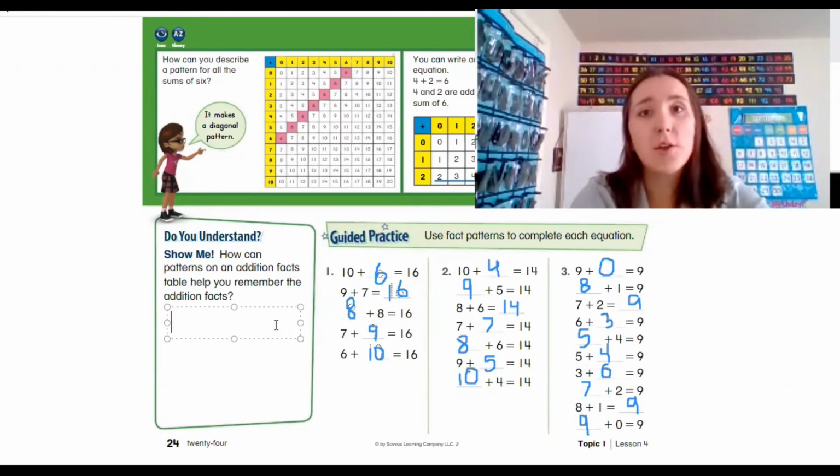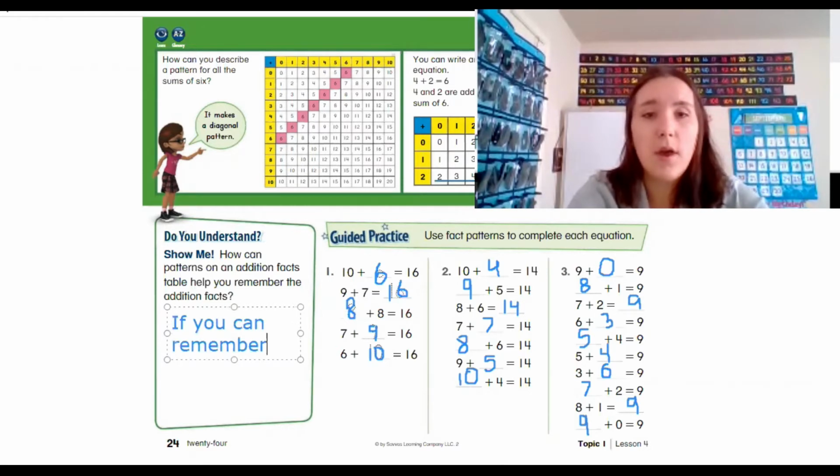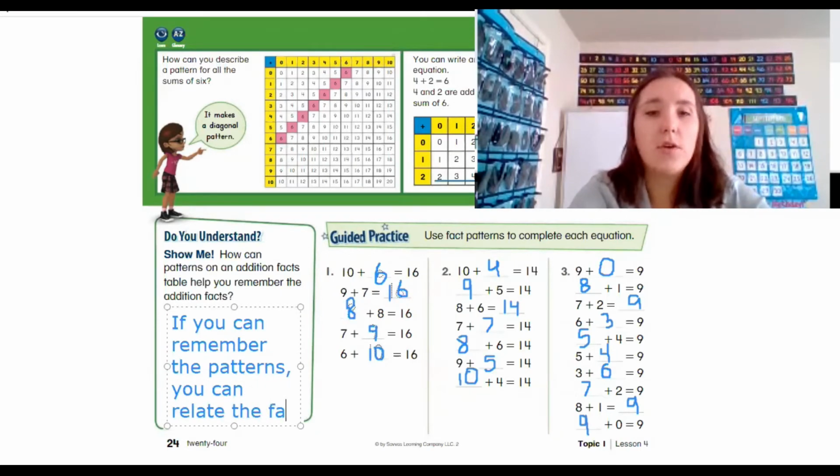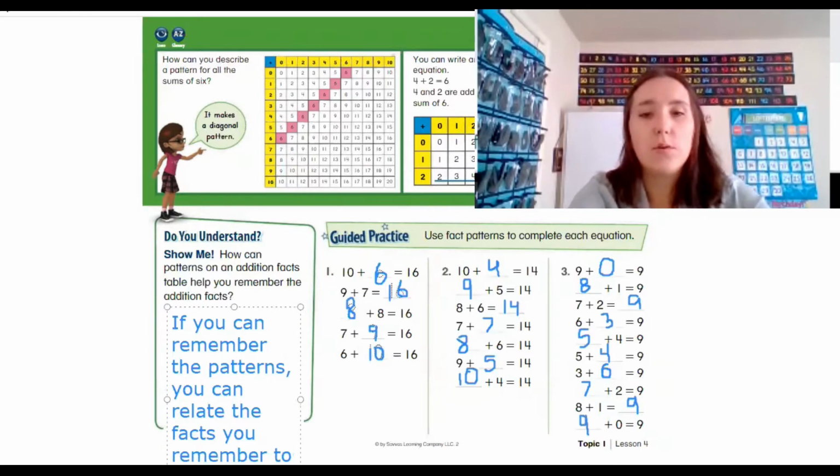Okay, let's talk about the do you understand problem. So an addition facts table can help because if you can remember patterns, you can relate the facts you remember to the facts you don't remember.